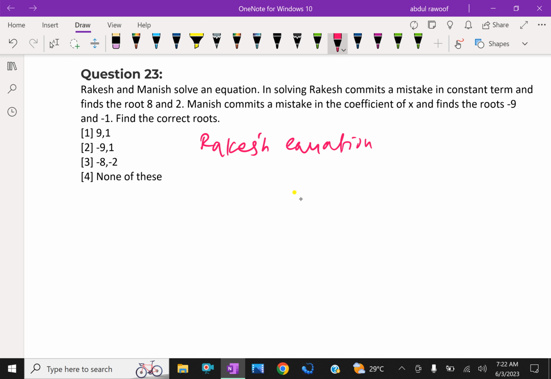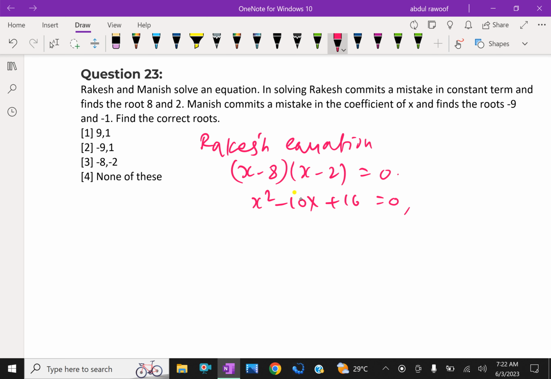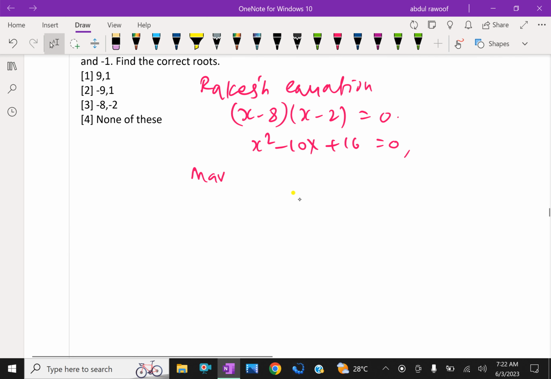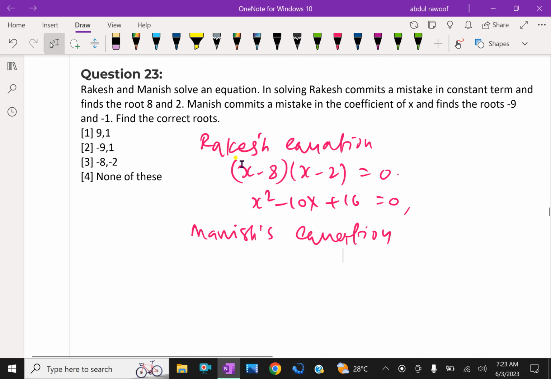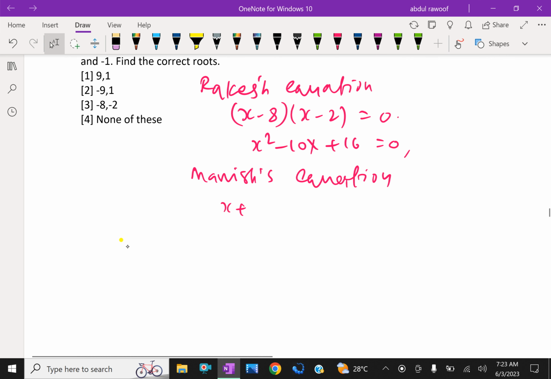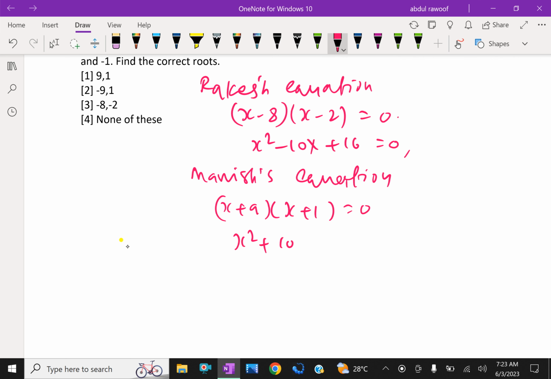Rakesh's equation has roots 8 and 2, that is (x minus 8)(x minus 2) equal to 0, which gives x squared minus 10x plus 16 equal to 0. Like Manish's equation, his roots are, he mistakenly took minus 9 and minus 1. Therefore, (x plus 9)(x plus 1) equal to 0, therefore x squared plus 10x plus 9 equal to 0.